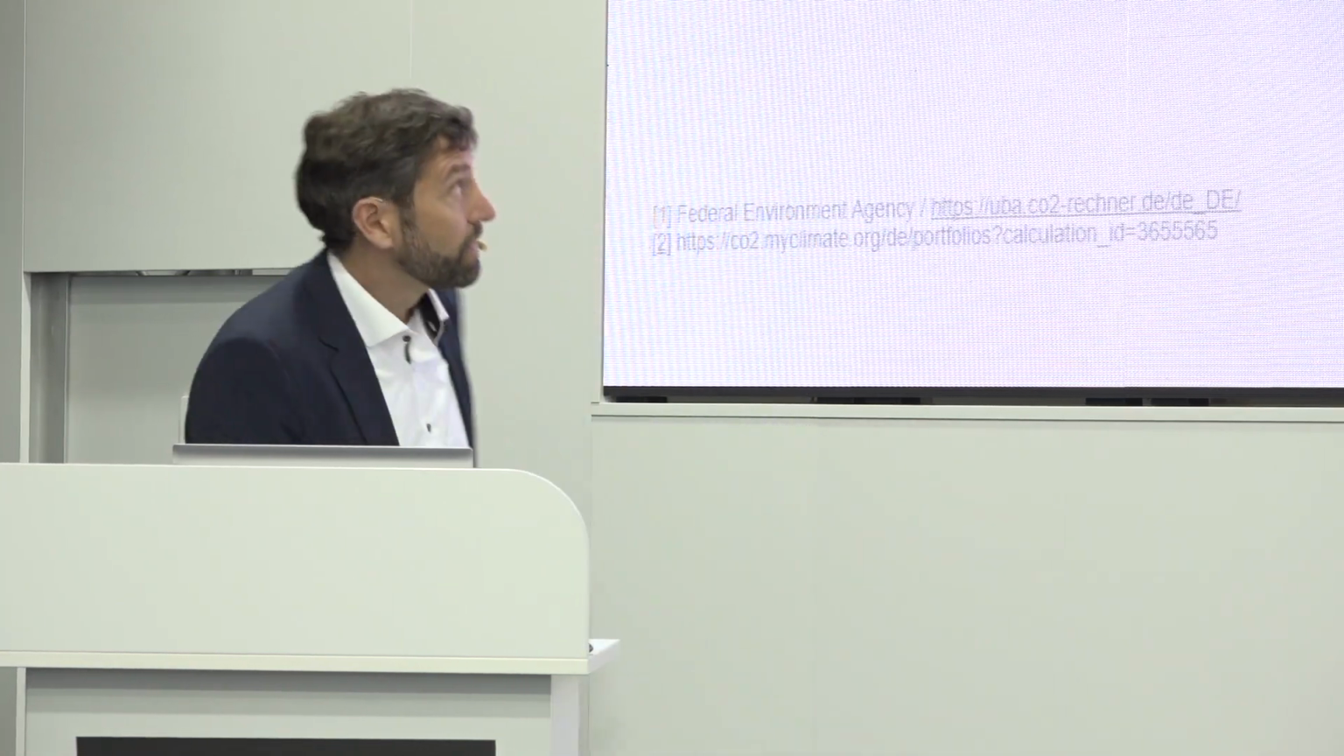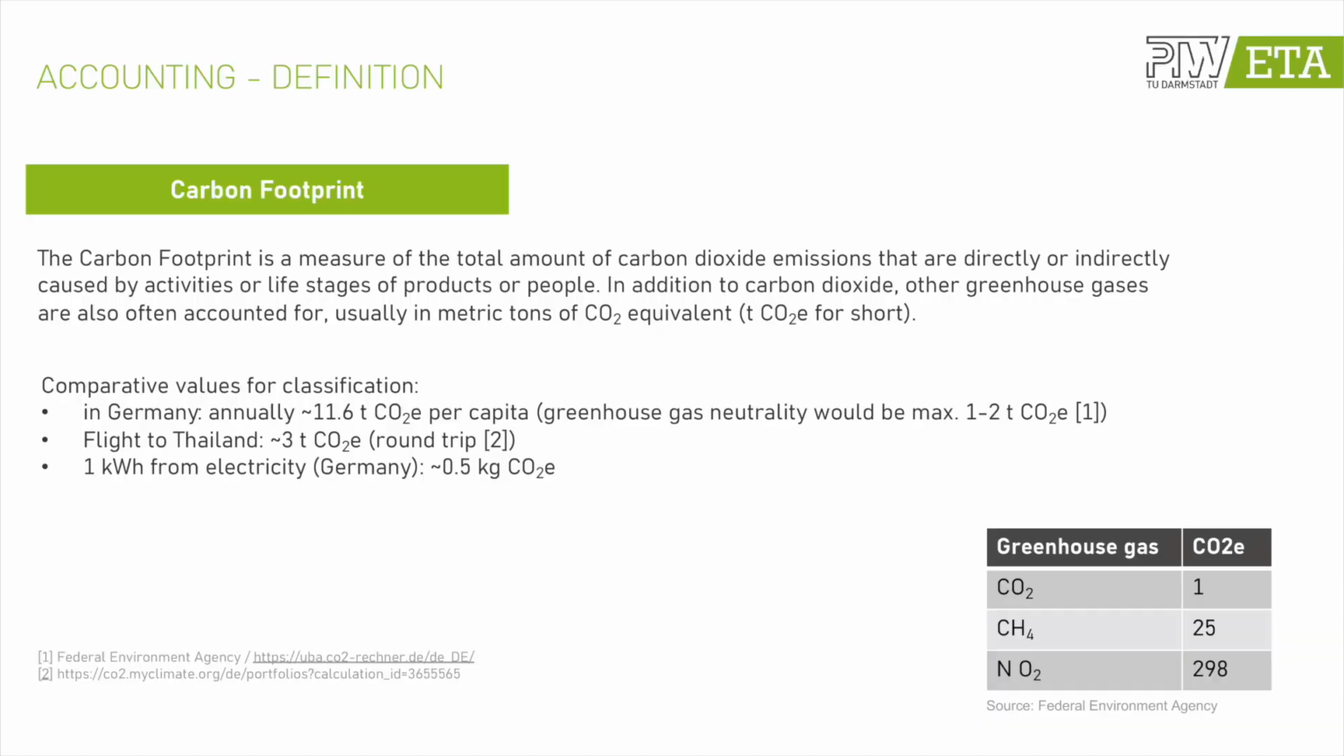Accounting: how to do accounting, how we get a product carbon footprint. The product carbon footprint, or in general the carbon footprint, is a measure of the total amount of carbon dioxide emissions directly or indirectly caused by activities. And in addition to carbon dioxide, the other greenhouse gases, I mentioned methane as an example, also need to be taken into account.